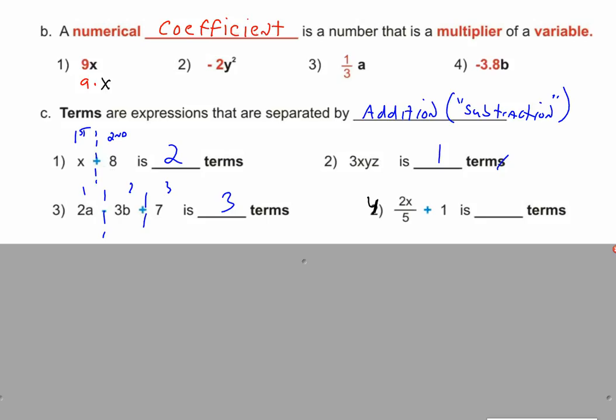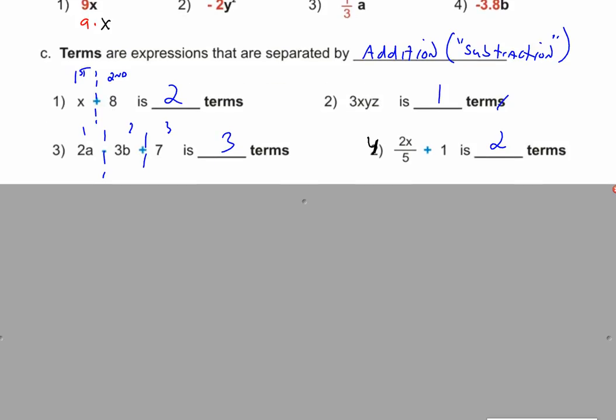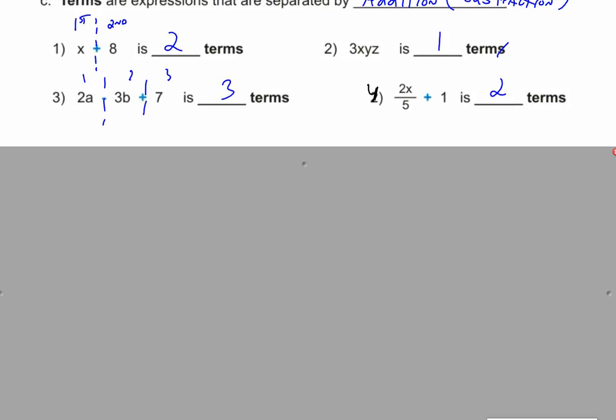All right, last one. Let's see if you can get number 4 correct. How many terms are there with number 4? And class, there are 2. There are definitely 2 terms there on number 4.